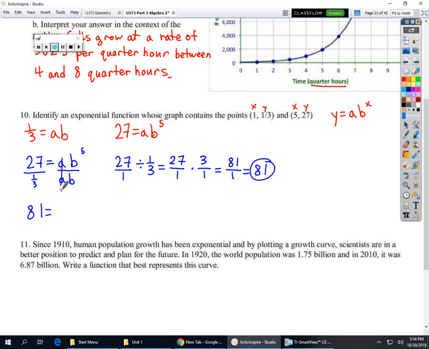Equals, the a's cancel out. I have 5 b's divided by 1 b, that is b to the 4th. 81 equals b to the 4th. I need to take the 4th root. You can just do that in your calculator. That will be b equals 3. I have my b value. Now I have to find my a value. We could put this here or here. Well, fractions are kind of annoying me, so why don't I try this one?